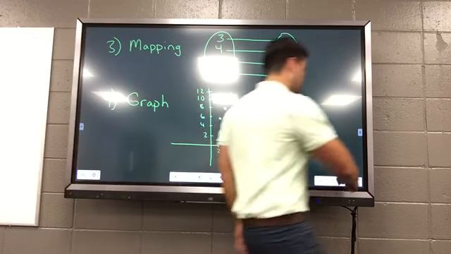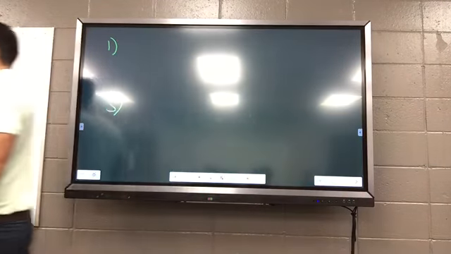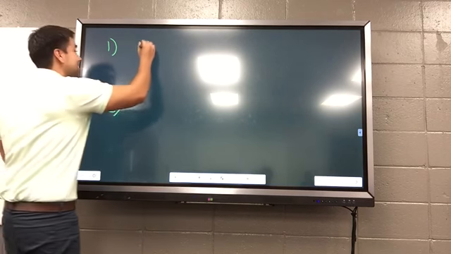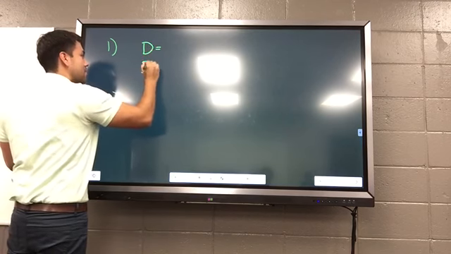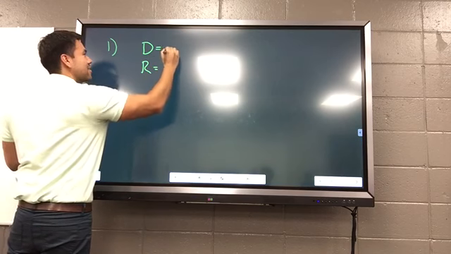Let's go to the first problem. Number 1 on Try These on page 95. Write the domain and range of each relation. How do I want the order to be? Least to greatest. And you're welcome.